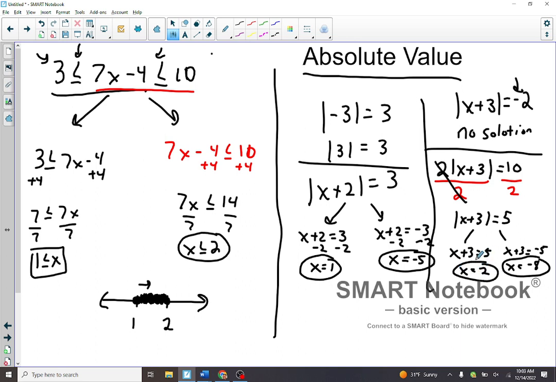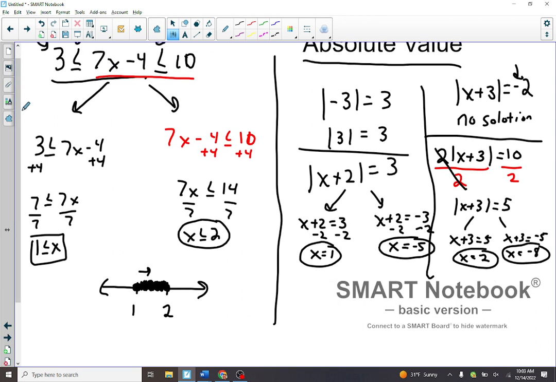And remember, if you plug this in, this will get you your answer. So you go check your answer. If it didn't work, then you didn't get the right answer.